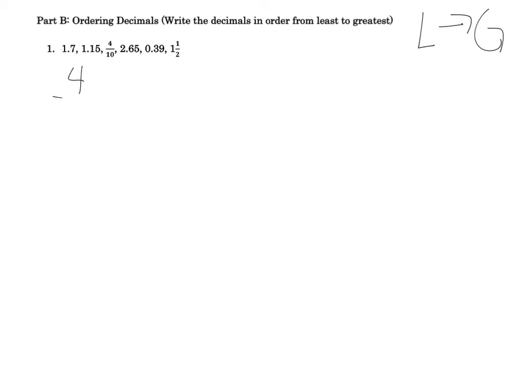So we have 4/10. Well, we already see that our denominator is 10, and that's going to be a place value, tenths. So we'll write that as 0.4.